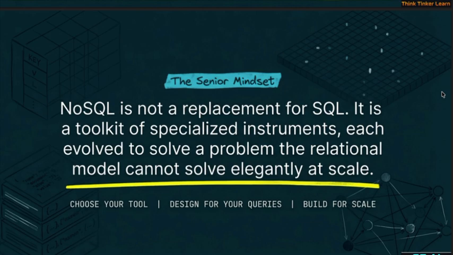To wrap up, remember the senior mindset. NoSQL is not a replacement for SQL. It is a toolkit of specialized instruments, each evolved to solve a problem the relational model cannot solve elegantly at scale.